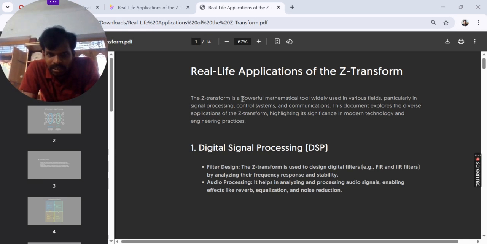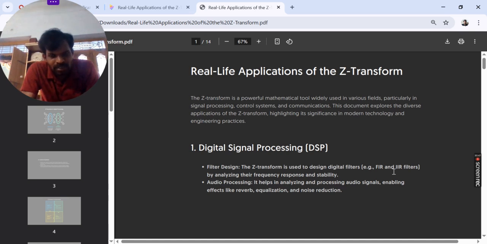See here, the Z transform is a powerful mathematical tool widely used in various fields, particularly in signal processing, control systems and communication. The first application is digital signal processing. In digital signal processing, for the purpose of filter designing and audio processing, we use the Z transform. The Z transform is used to design digital filters, for example FIR and IIR. As we know, FIR filters and IIR filters are digital filters.